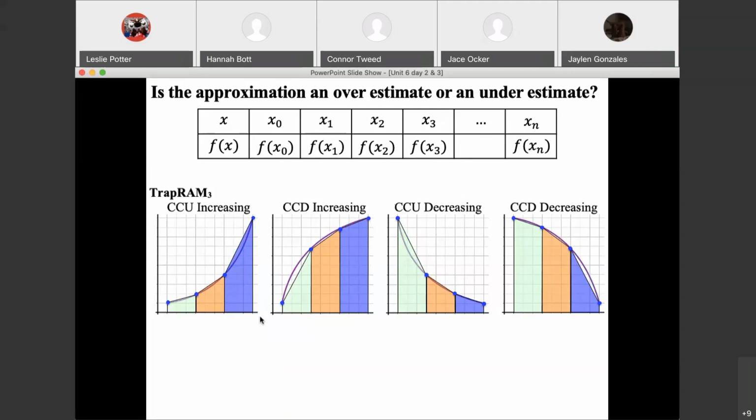Now this doesn't follow the rectangular over and under approximation patterns. Now all of a sudden increasing and decreasing matter, or not, excuse me, not increasing and decreasing, concavity matters. I'm just giving you a second to draw the trapezoids.